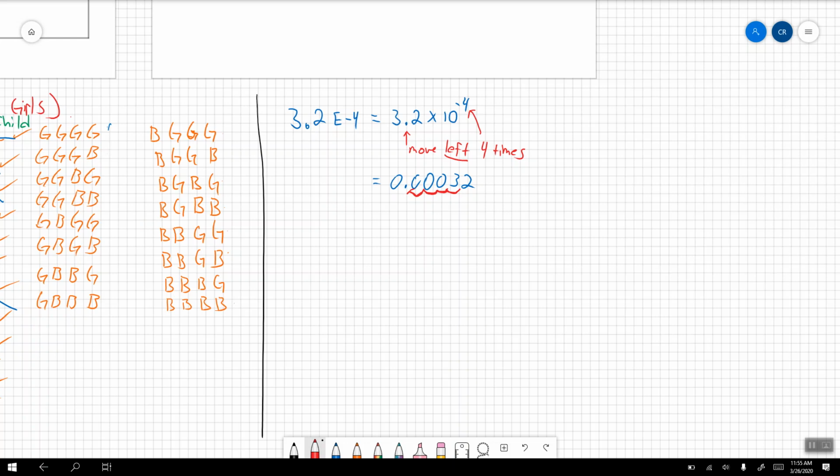Now, this is going to be very, very important because when we're looking at really small probabilities, and this is a really small number, the TI-84 will automatically default to scientific notation. That's what this is called. This is called scientific notation.